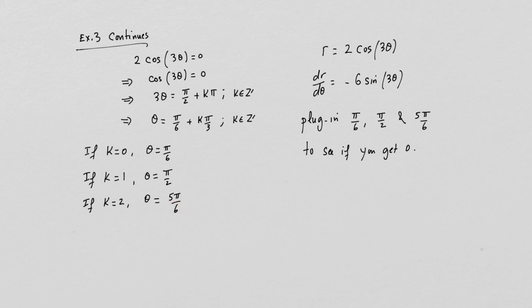And you better test them against this to see if dr d theta is not 0. So I'm just going to do one of them for you. So this is one of the potential angles. We're going to plug it in here. Sorry, yes, this is dr d theta. Now 3 times pi over 6 is pi over 2. Sine of pi over 2 is 1, and 1 times negative 6 is negative 6, which is not 0. So that works, and I guarantee you these two work as well, okay?